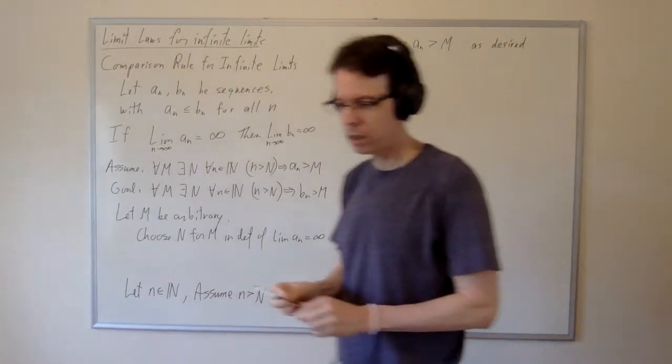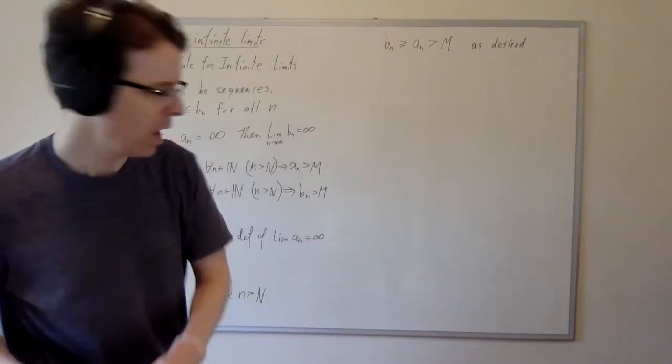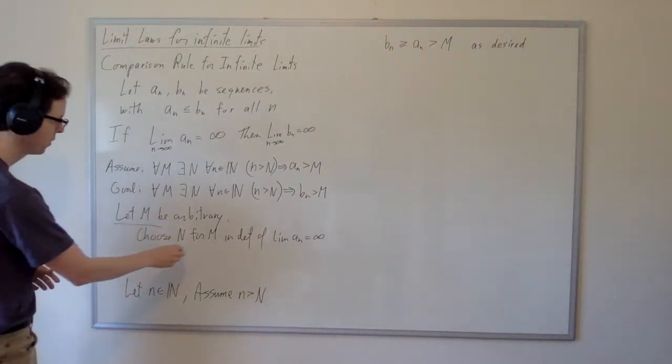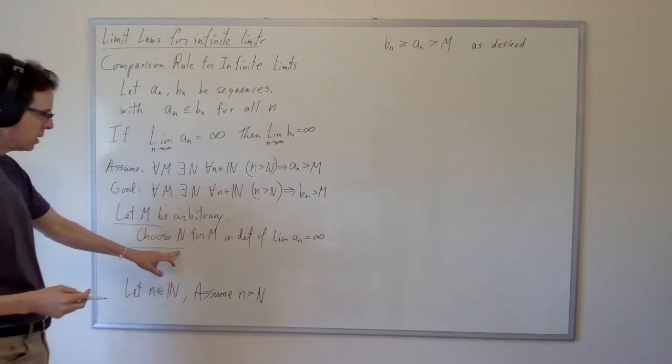So let's check to see whether we've done this logically. Have we reasoned about an arbitrary n? Yes. Have we shown that an N exists?